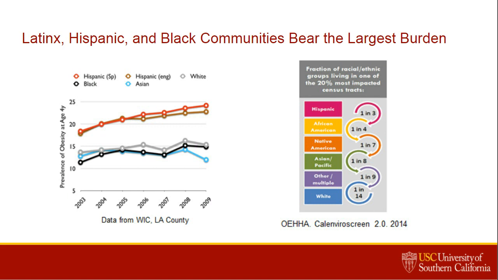The figure on the right comes from data from the Office of Environmental Health Hazards Assessment in California. This figure shows that 1 in 3 Hispanic or Latinx persons live in one of the 20% most environmentally and economically disadvantaged census tracts in California, compared to at the bottom only 1 in 14 white individuals.